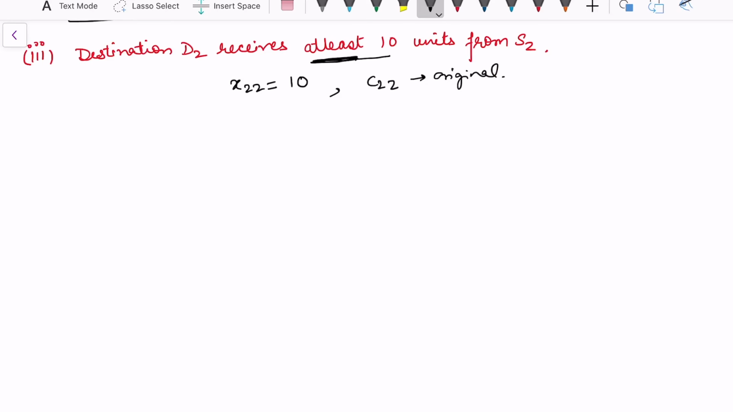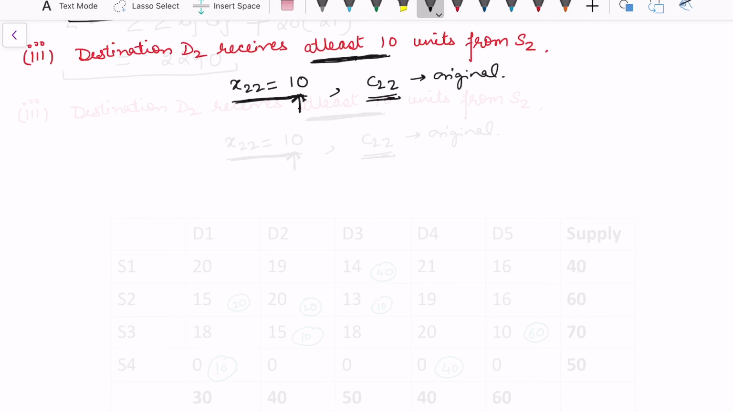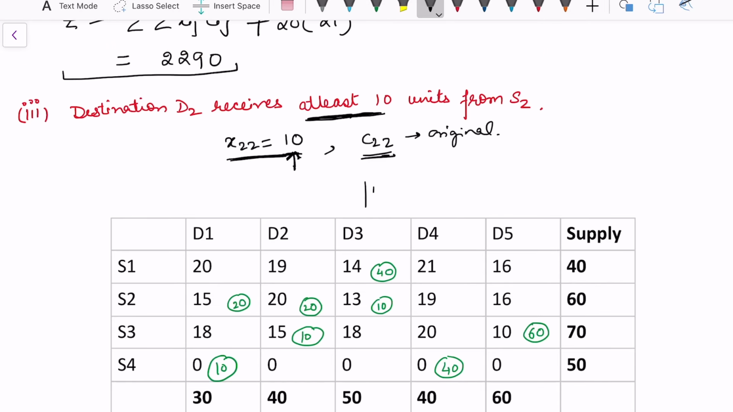So if there is a possible allocation going to come in this cell, which corresponds to the X22 cell, we can welcome that, because the condition is at least, not an upper bound on the limit. So now start solving this question considering that my X22 is 10 units. And once we allocate these 10 units, we must subtract them from the supply and the source. But we don't need to block this cell. This is what we need to start. So now let's solve this question.